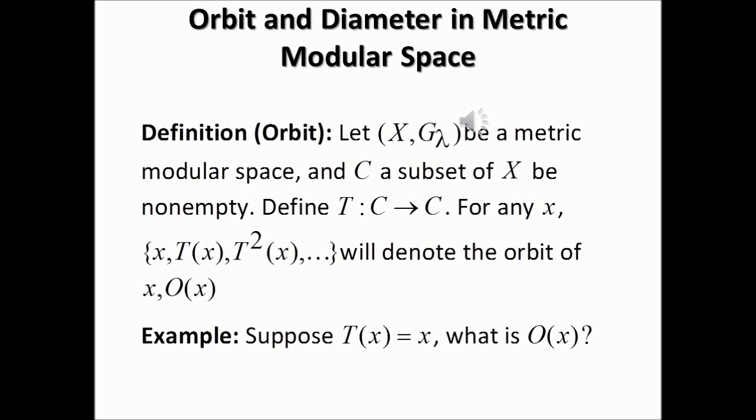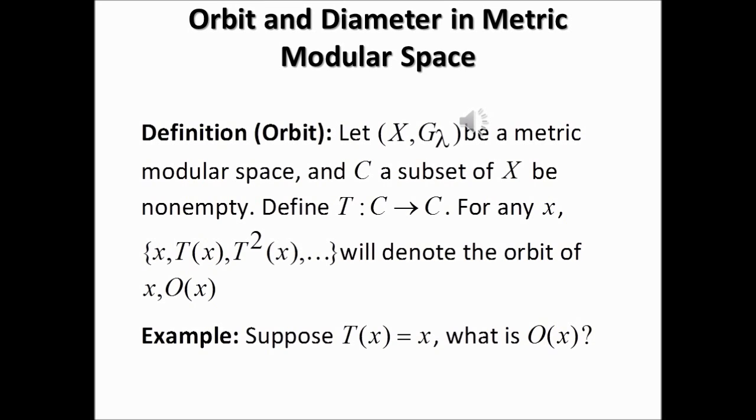Suppose we have the following function: T(x) is equal to x. We want to know what the orbit of x is. T squared of x is by definition T(T(x)) by function composition. But T(x) is equal to x. So T squared of x is simply T(x), which is equal to x.